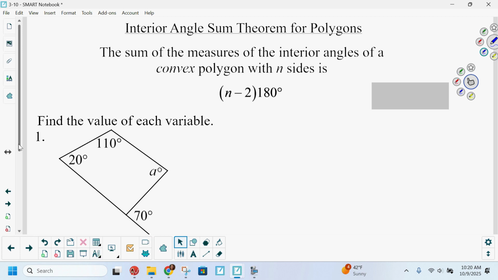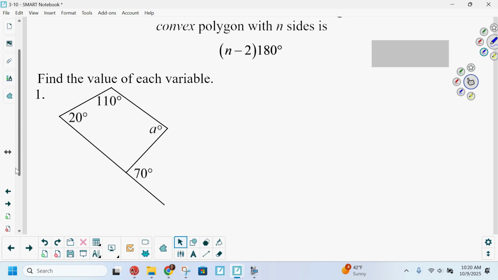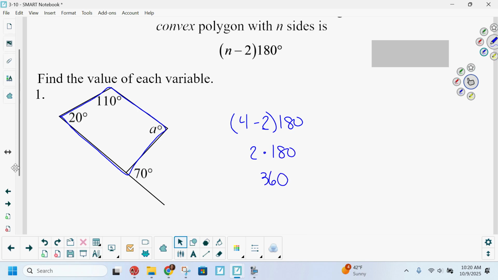So let's try this. We're going to try to figure out the measure of angle A. Right now, this shape I have is 4 sides. That's a quadrilateral. You might know already, but let's practice using the formula. So I have 4 sides minus 2 times 180 degrees. And that 4 minus 2 is like those 2 triangles that I was able to form. So I have 360 degrees.